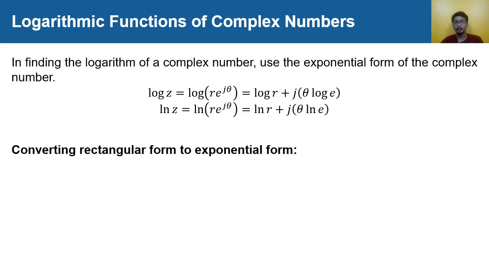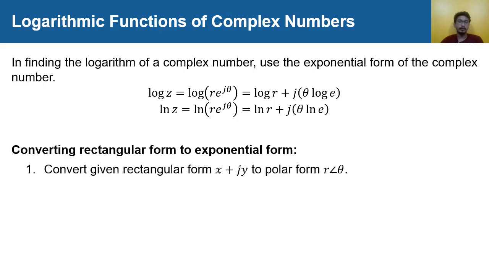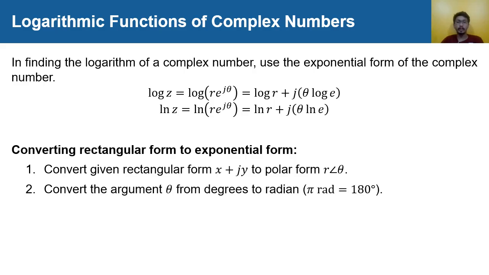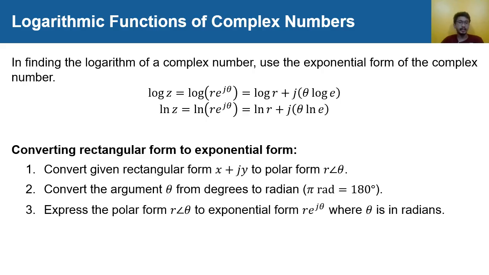Converting rectangular form to exponential form. So these are the steps. First, we convert the given rectangular form x plus jy to polar form r angle theta. Second, convert the argument theta from degrees, since that is polar form, to radians. And then we use the conversion pi rad is equal to 180 degrees. And last, third, express the polar form r angle theta in exponential form r e raised to j theta, where theta is in radians.